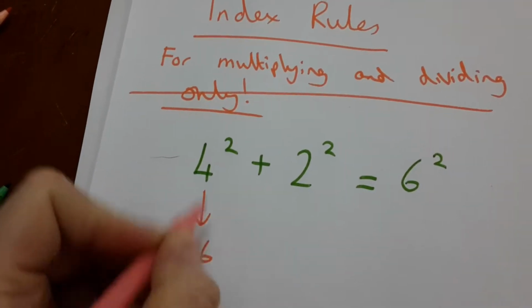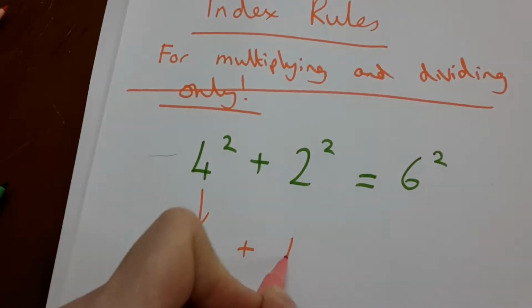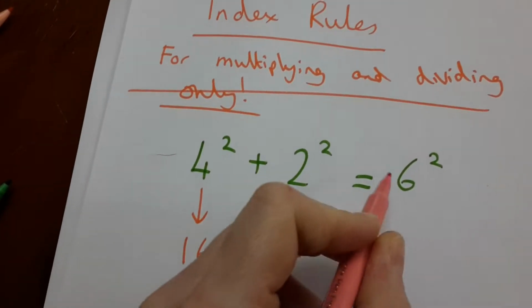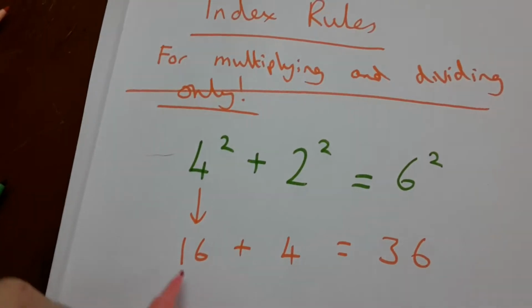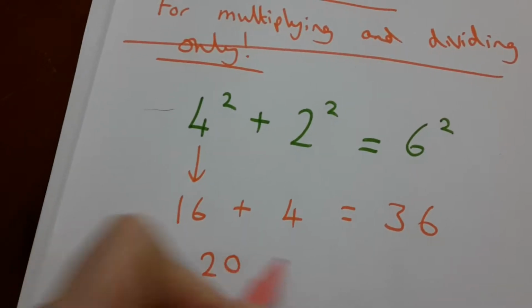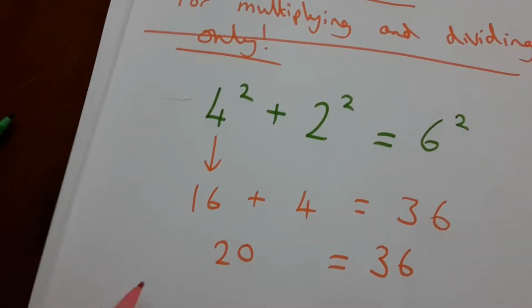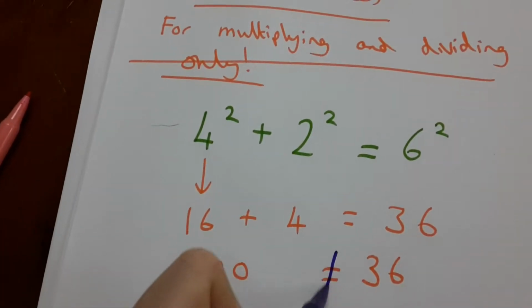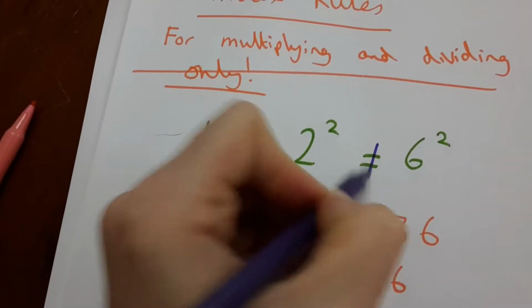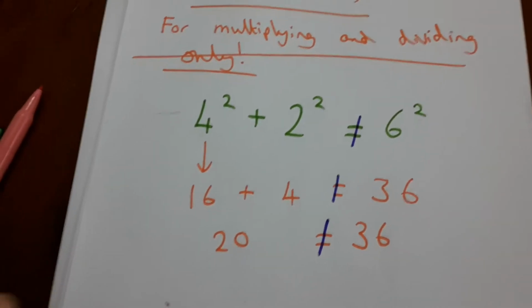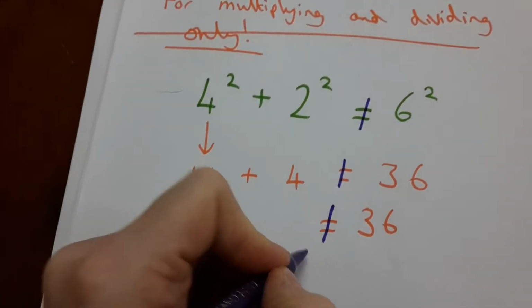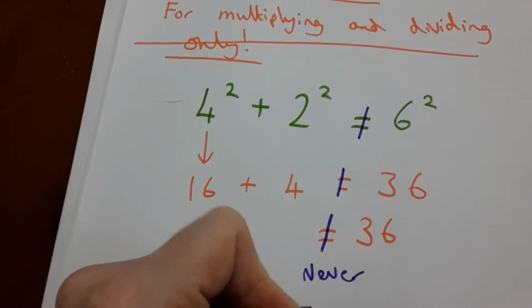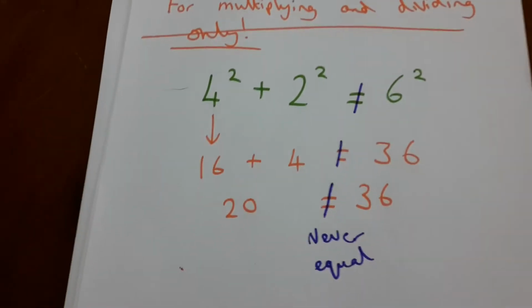4 squared is 16, plus 2 squared, which is 4, plus 6 times 6, which is 36. Well, does 20 equal 36? No, it doesn't. So to show a mathematician that we understand this, we put a line through the equals as if we're crossing it through and saying it's wrong. And this means never equal to. And you must know that sign because you might have to use it in your exam.